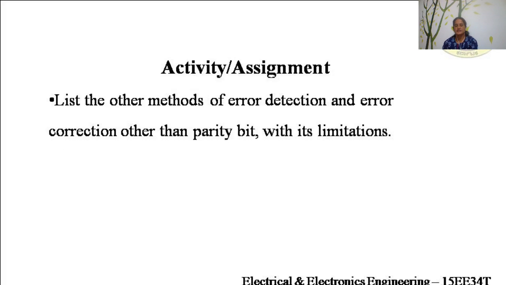This is the assignment question. List the other methods of error detection and error correction other than the parity bit with their limitations.